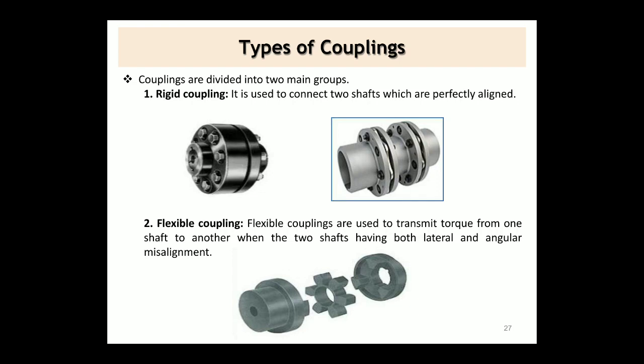The examples of rigid couplings are muff coupling, split muff coupling, and rigid flange coupling, while the examples of flexible couplings are bush pin type flexible flange coupling, Oldham coupling, and universal coupling. These types we will see in this session.